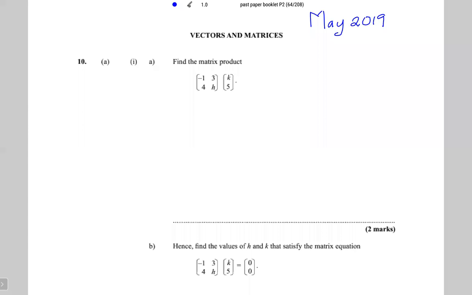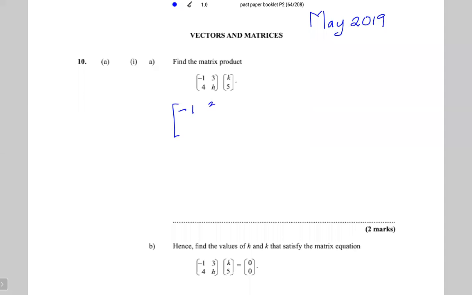Okay, so this question is May 2019, question number 10. Part A says, find the matrix product. All right, so we're going to multiply these two matrices. Let me write them back because I don't think we need all this space. I can write it back.